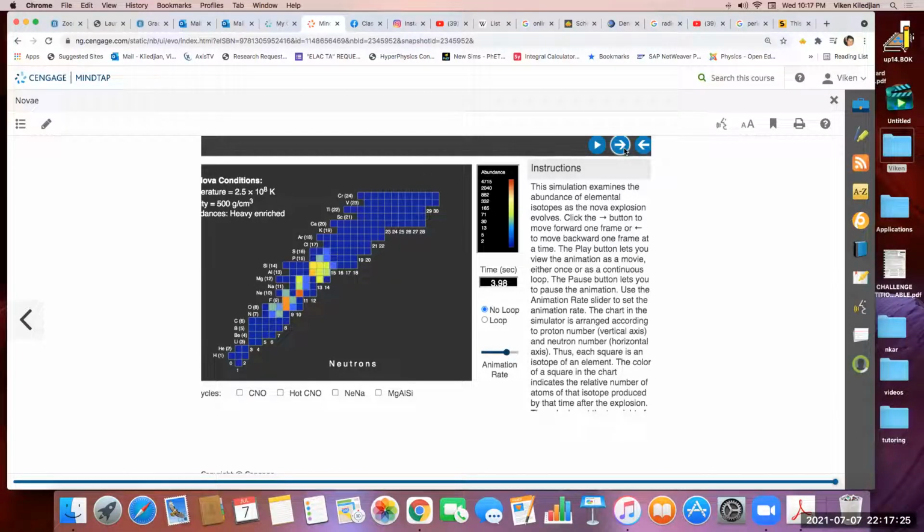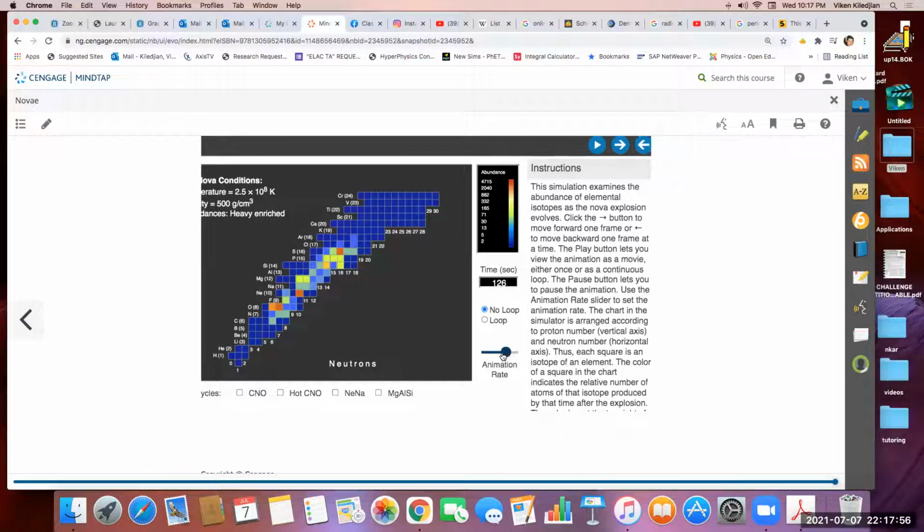Now let's go forward. You see, all these other elements are now being made. All these other isotopes are being made at different abundances. Keep going forward. Now, as time goes on, I believe the heavier elements are going to be made. Argon, different isotopes of argon. Oh, now we're already at 1,000. Oh, it went by really quick after that.